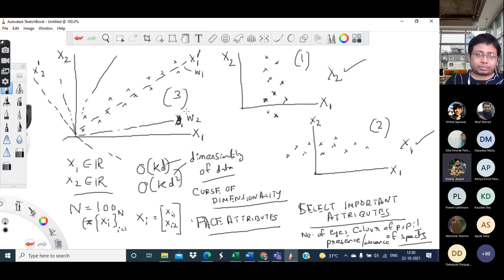Sir, the sum of squares of perpendiculars from each data point to x1 prime, that is w1, will be less than for w2. Right. So it will be the minimum. So why is that? What is great about that?